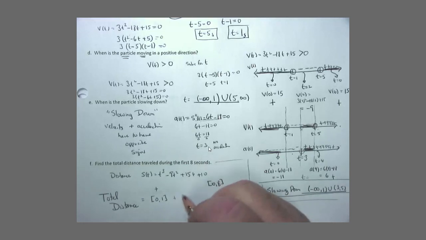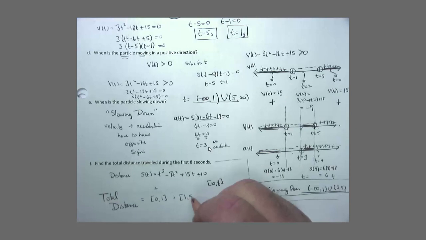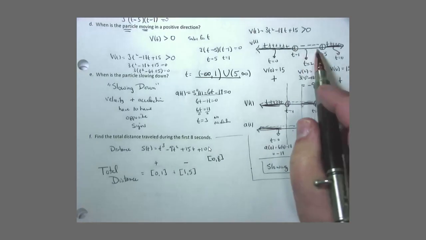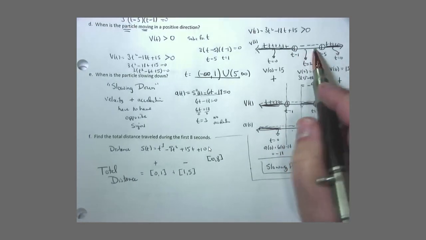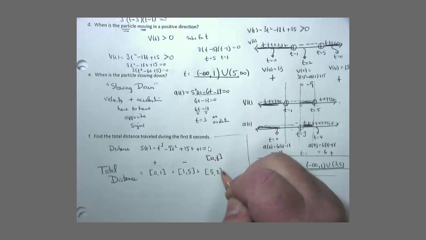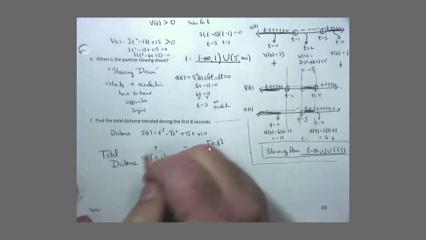Plus. What about between 1 and 5? What direction are we moving here? That's moving in a negative direction. I'm moving left or down because my velocity is negative there. And then picking up at 5, remember we're stopping at 8. So plus, from 5 to 8, we're moving back in a positive direction. These are my time intervals.